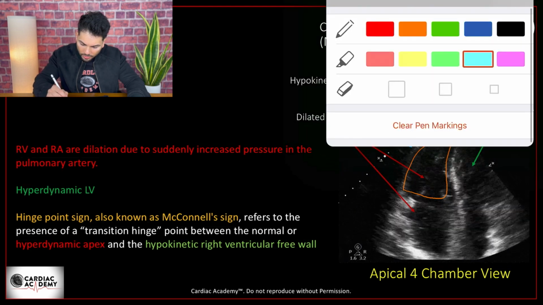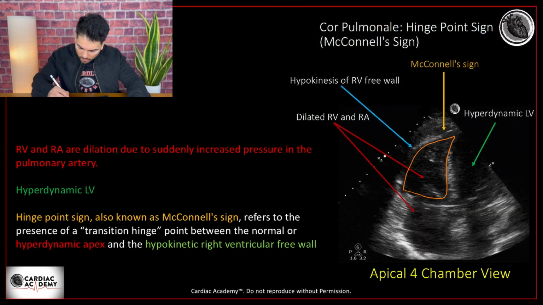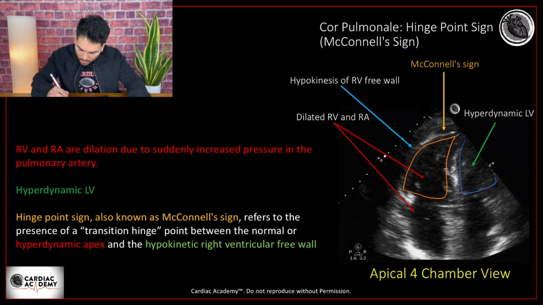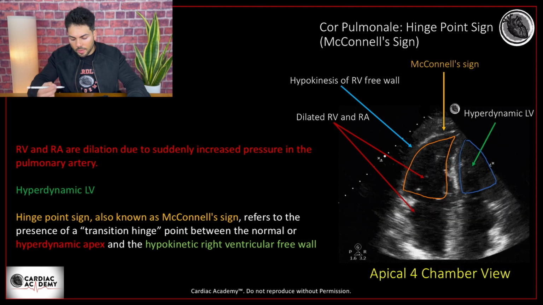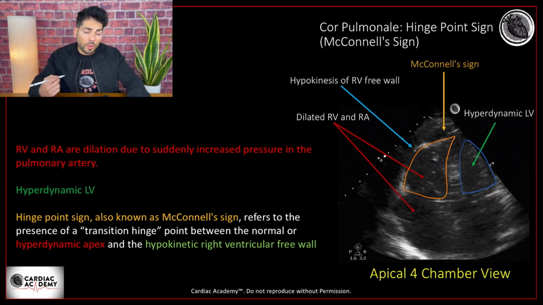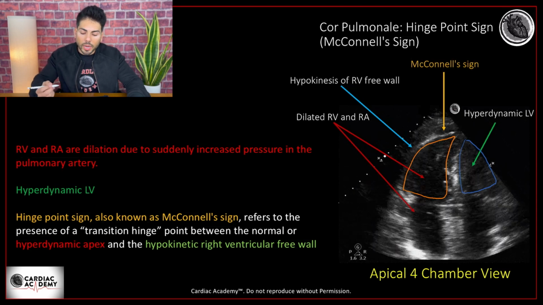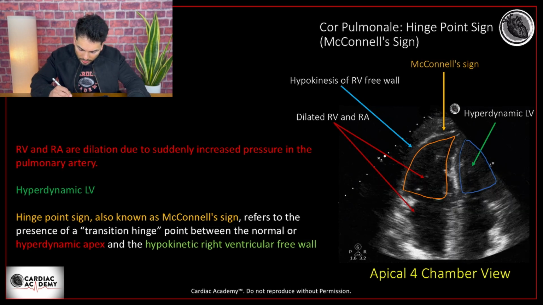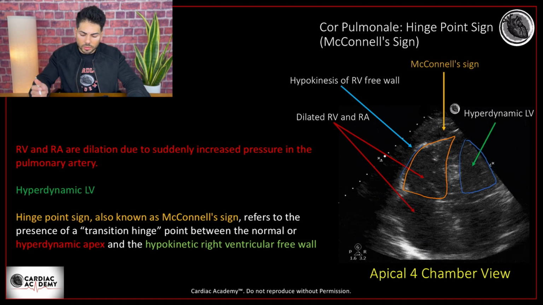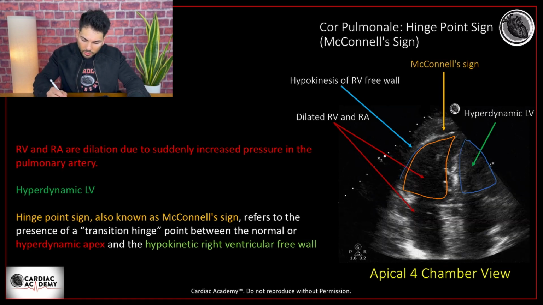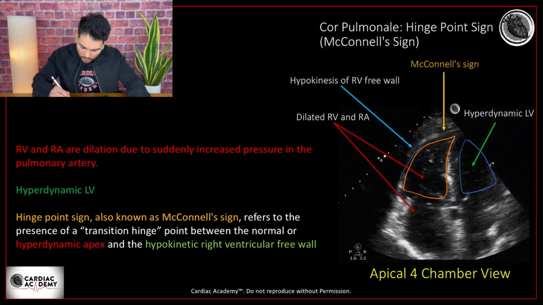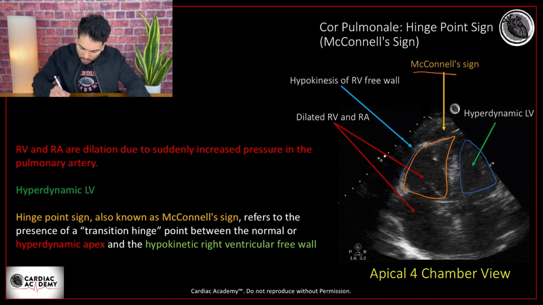Let's just highlight that for you as well. So this is the left ventricle, very hyperdynamic. And then the right ventricle, if you look at the right ventricular wall, it's actually hypokinetic. You can see it's actually not contracting too much. But look at the apex. If you look at the apex, you're gonna notice that it actually is contracting. You can see here the McConnell sign.